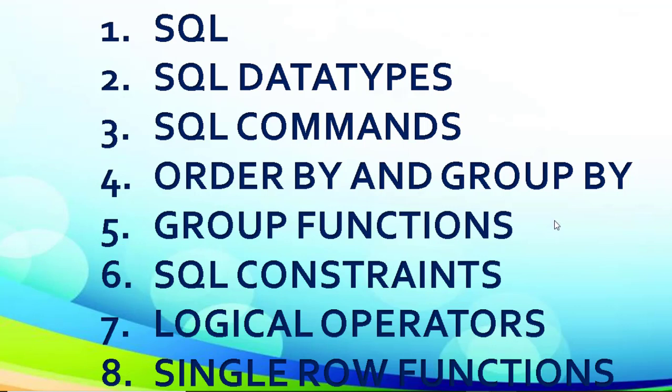Next, group functions. How many types of functions are there? There are 5 functions. So what are these functions? Mention those function names. Next, SQL constraints. Which are the different constraints which are there in SQL, names again. And logical operators, any 5 operator names you should know, and you should write them without seeing. And single row functions. How many types of single row functions are there, under that how many functions are there, under each type mention those functions.